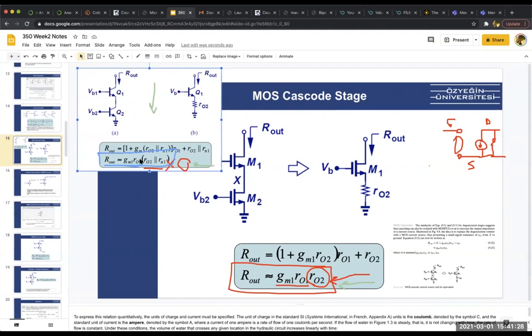The first two terms are the same, GM1 RO1, GM1 RO1. The second term, RO2 parallel R pi1, and RO2. Which term is bigger? Second one. Right? I mean, here you are attaching another resistor and it makes it smaller. You don't have R pi here. There is no R pi. So it's almost 10 times bigger than the BJT. And that is awesome.